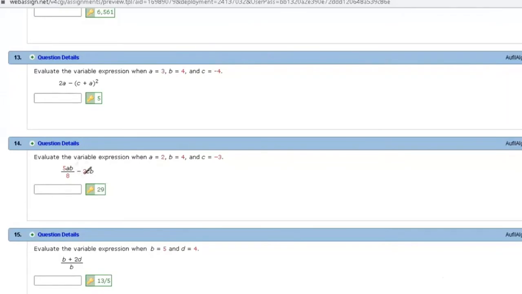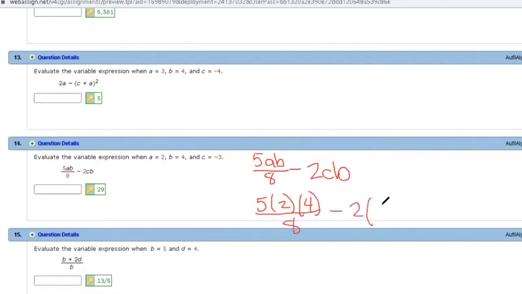Let's do one of these fraction ones since they might be a little difficult. So for number 14, we have 5ab over 8 minus 2cb. All right, so we got 5 times a. They tell us a equals 2 and b equals 4. Then that's over 8. Then we got minus 2 times c, which they tell us is negative 3, and times b, which is 4. All right.